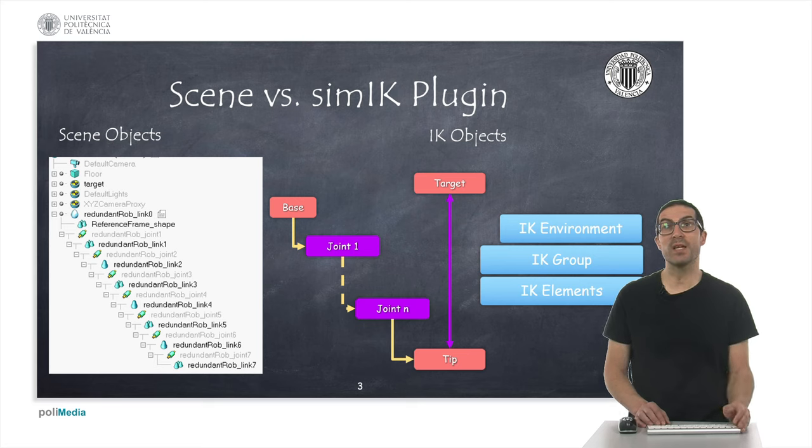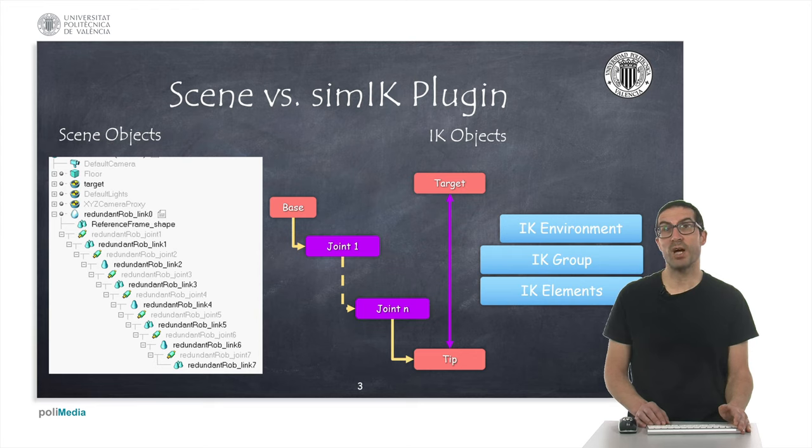The key concept here is that we can do this without duplicating objects that we have in the CoppeliaSim scene. In fact, the only scene objects we need are the links and the joints that actually conform the robot. We have created a target here in the figure on the right. You see that there's a scene object named target, but this is for convenience, so we can visualize the pose to which the robot must converge.